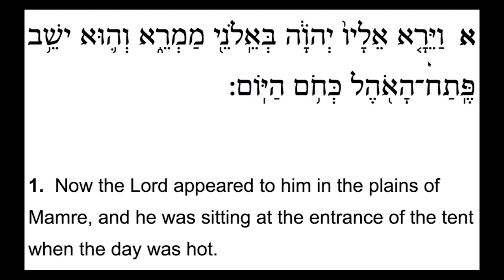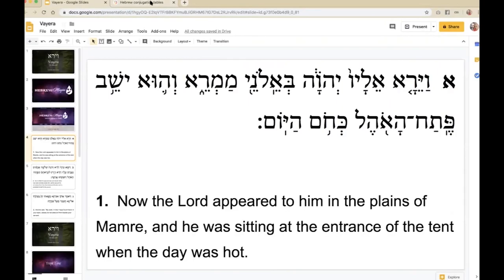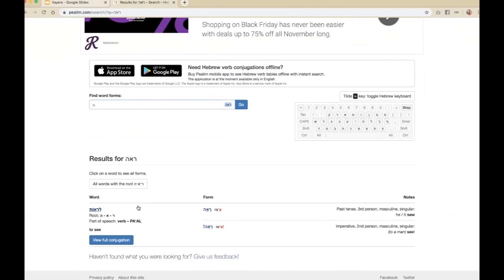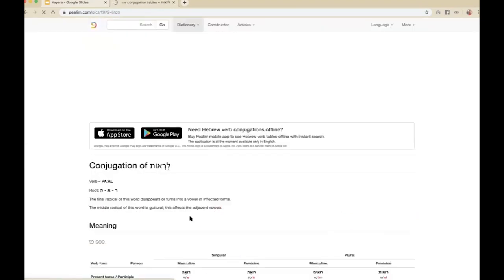Okay, so Vayera, this is the first word in our Torah portion, and the name of the Torah portion is derived from this first word. And I just wanted to go to one of my favorite websites, pe'alim.com. Now the root for Vayera is Ra'ah. You can type that in here. It's spelled Resh, Aleph, Hey. And when you type that in and press go, it'll give you the word and the full conjugation for it. So I'm just going to go ahead and click on that.